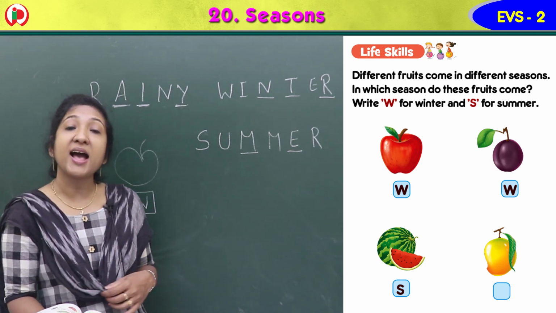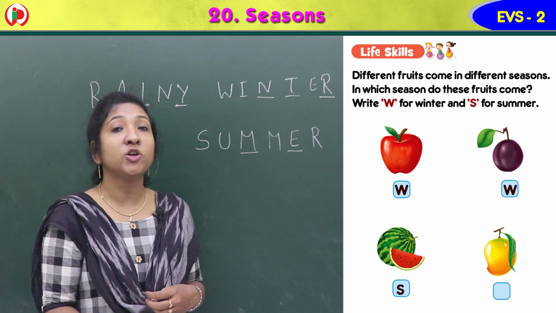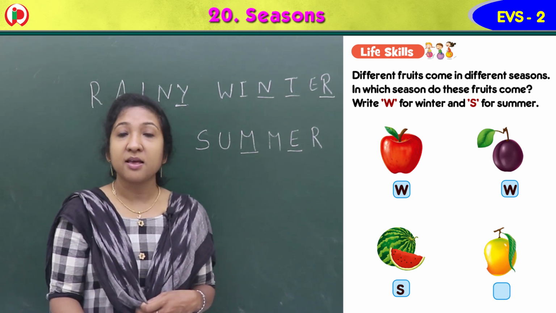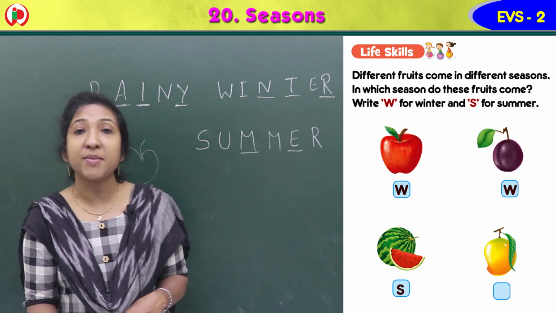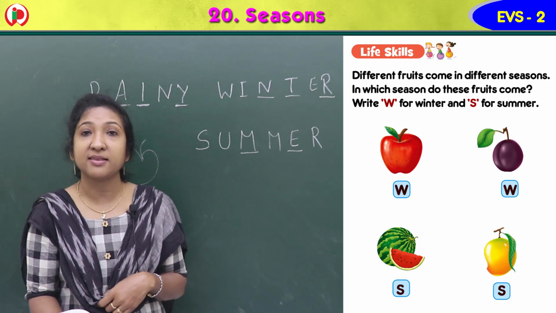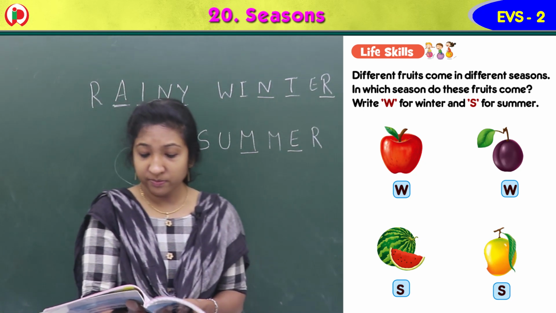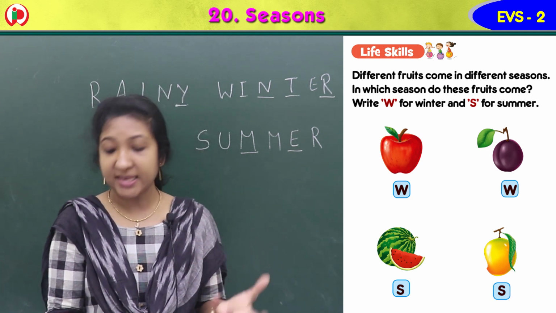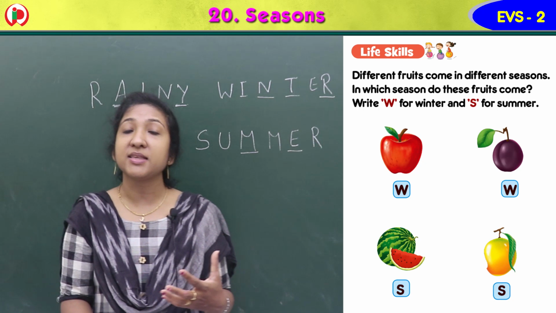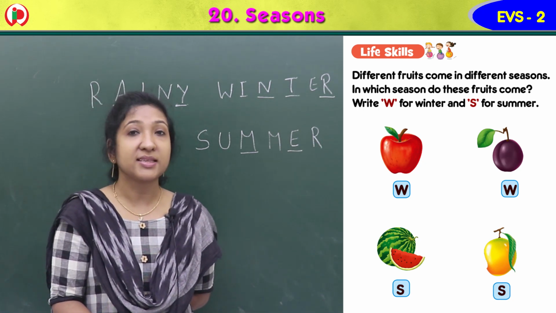Then coming to the last image. Which fruit is it? Yes, it's a mango. Mango also we get in summer season. So you can write S there. Okay. So different fruits come in different seasons. Watermelon and mango we get in summer season, and apple and plum we get in winter season.